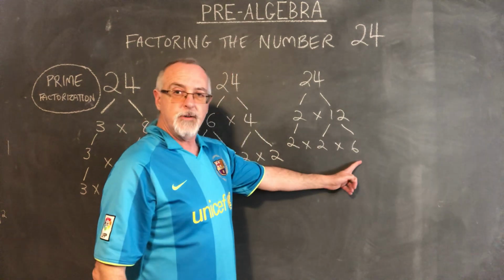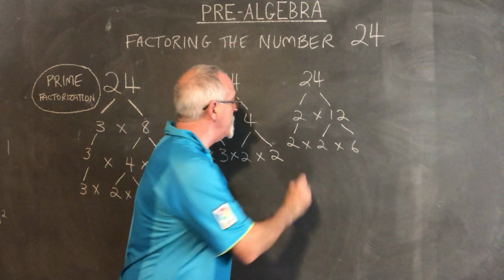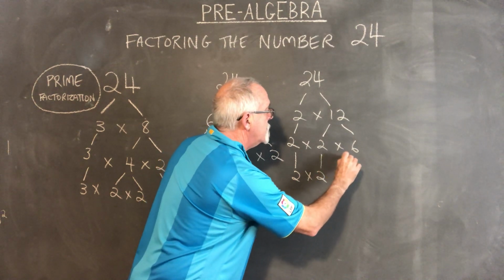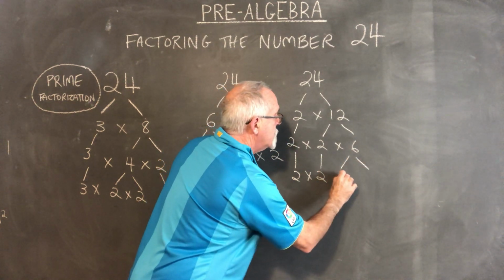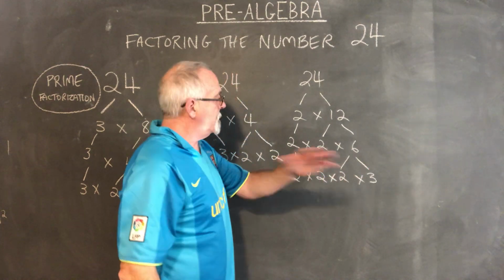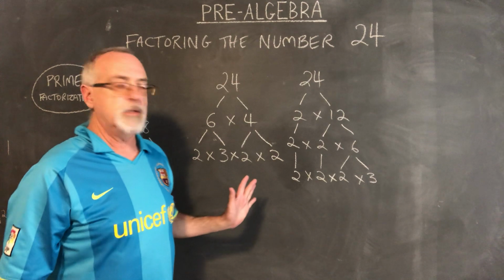Okay, but I'm not finished. This 6 is not prime. So this 2 I'm carrying down. This 2 I'm carrying down. But the 6, I am turning it into a 2 and a 3. And I'm putting that extra multiplication symbol, and I finish with 3 2s and a 3. Same answer as the other ones.